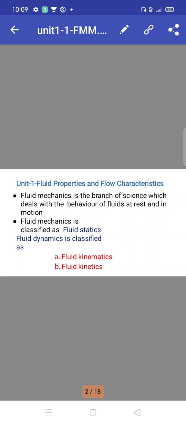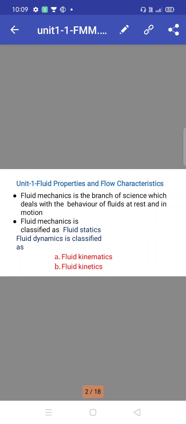So fluid mechanics is a branch of science. Actually engineering is based on science, which deals with the behavior of fluid at rest and in motion. We can analyze the fluid both at rest as well as in motion. So how it will react both at rest as well as in motion. Certain fluids we consider in rest condition. So what are the things that happen in rest position?